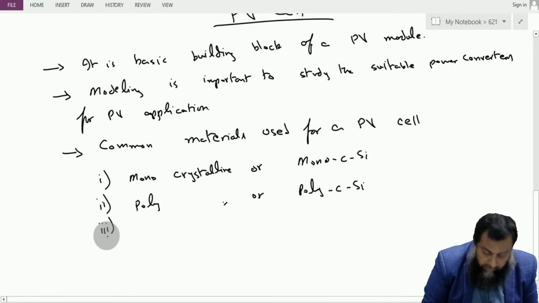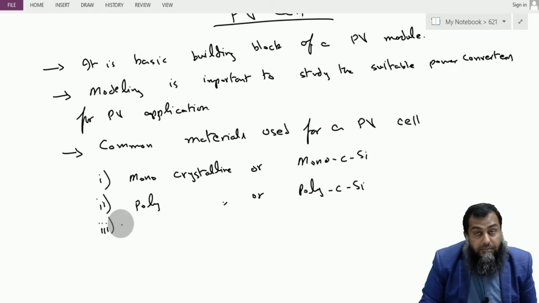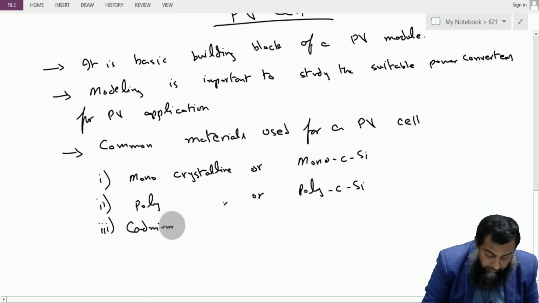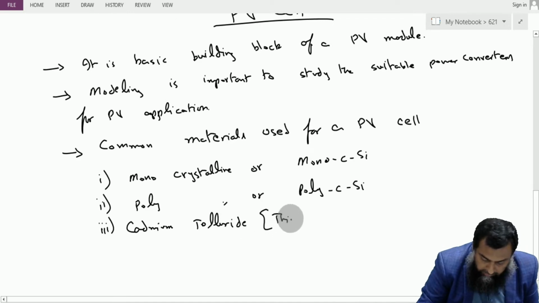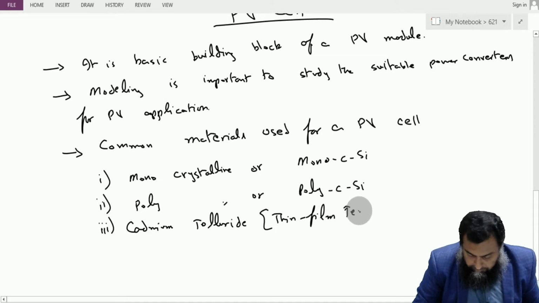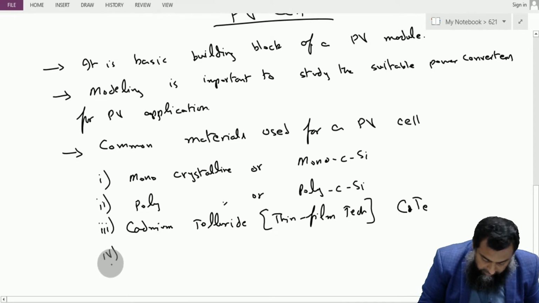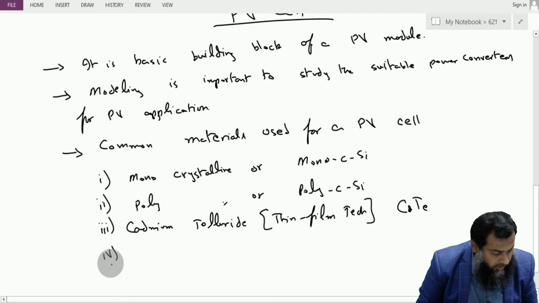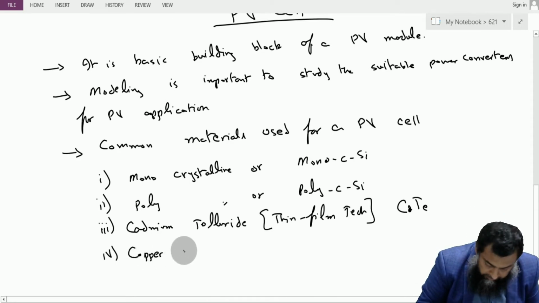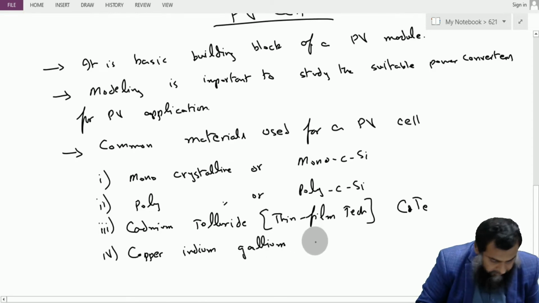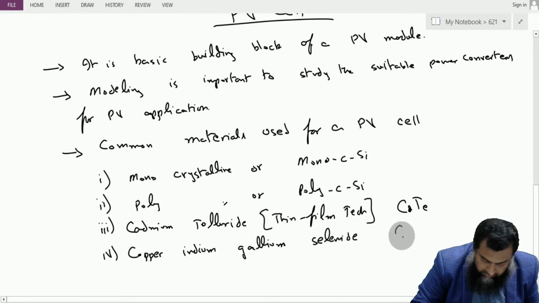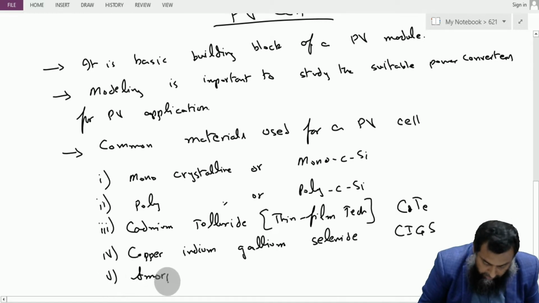Other than these monocrystalline and polycrystalline, we have thin film cells which are made up of cadmium telluride. They are specific for the thin film technology, CdTe. Then another material is copper indium gallium selenide, CIGS. Then we have the amorphous silicon.